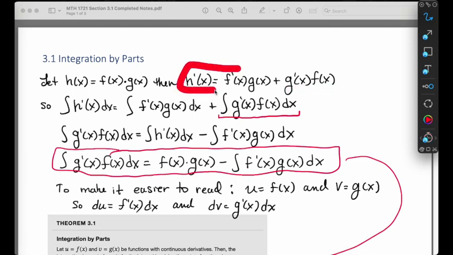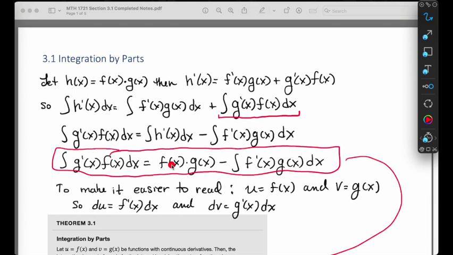Now, if I use this equation right here and I integrate both sides of this equation, I would get the integral of the derivative of h of x is equal to the integral of the derivative of f of x times g of x plus the integral of the derivative of g of x times f of x.